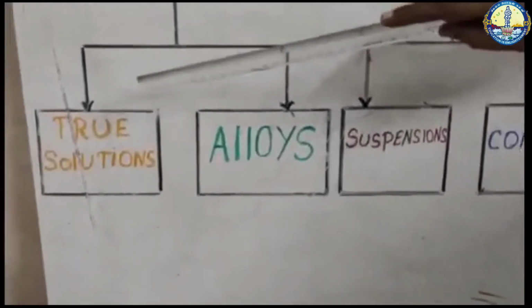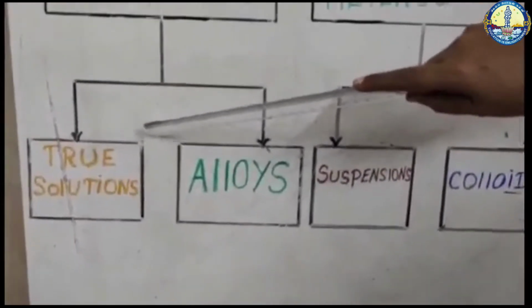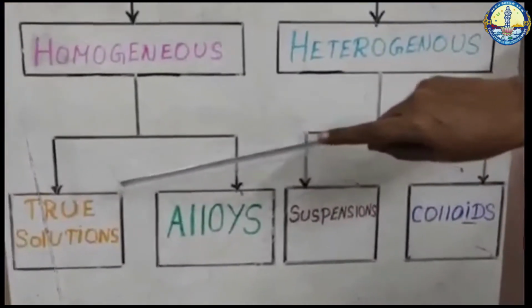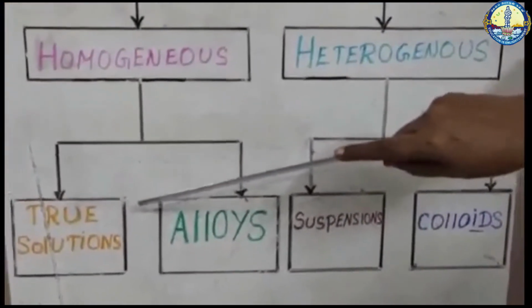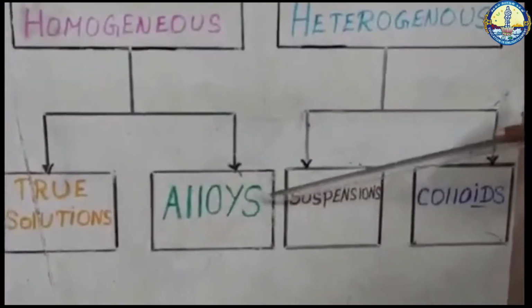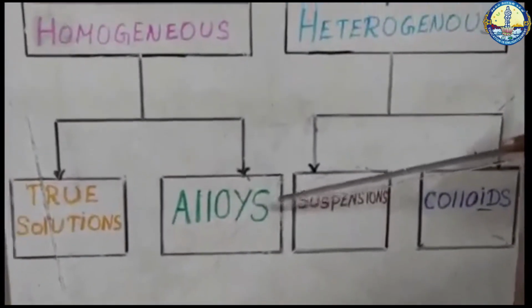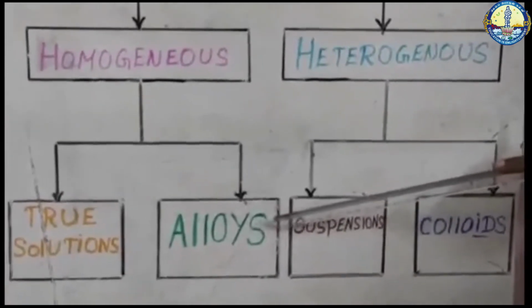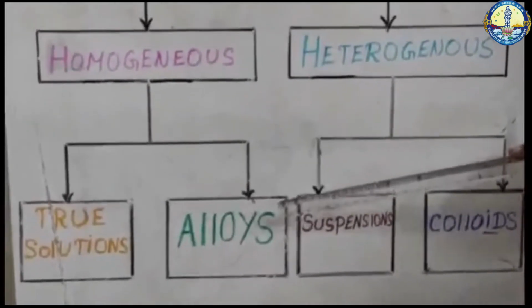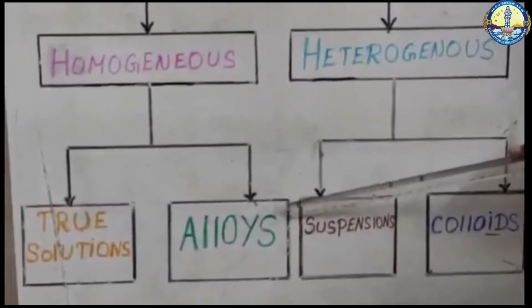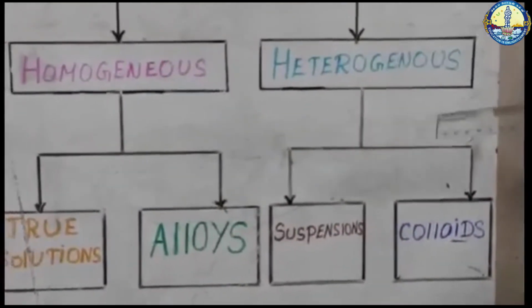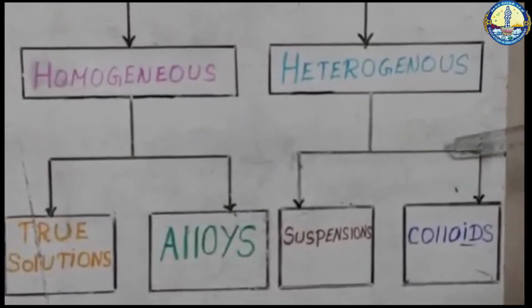True solution. A true solution is a homogeneous mixture of solute and solvent. The size of the solute particles is less than 10 to the power minus 8 centimeter. Alloys. An alloy is a substance made by melting two or more elements together. At least one of them is a metal. The components of an alloy cannot be separated using physical means. The heterogeneous mixture is classified into suspensions and colloids.